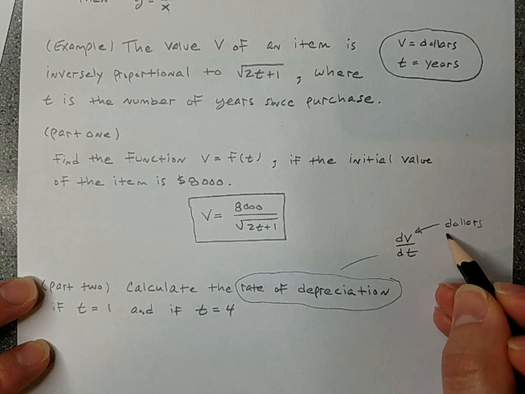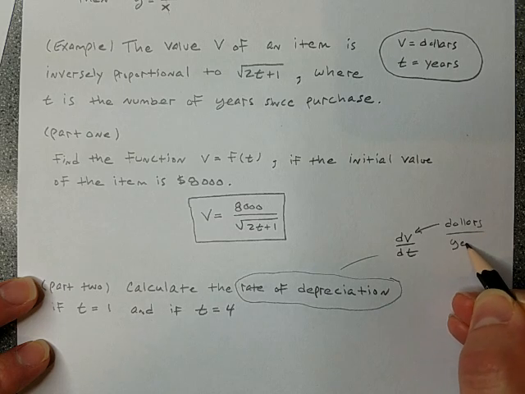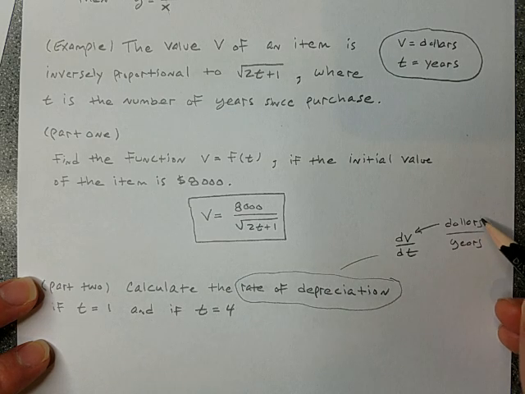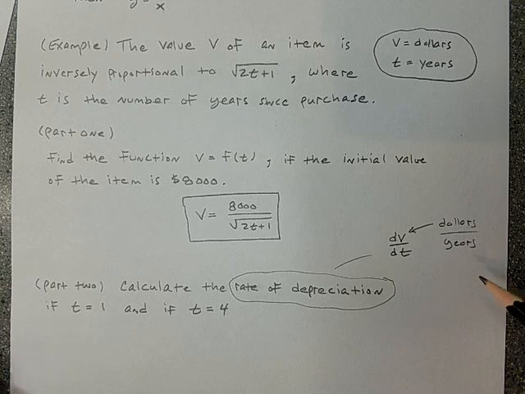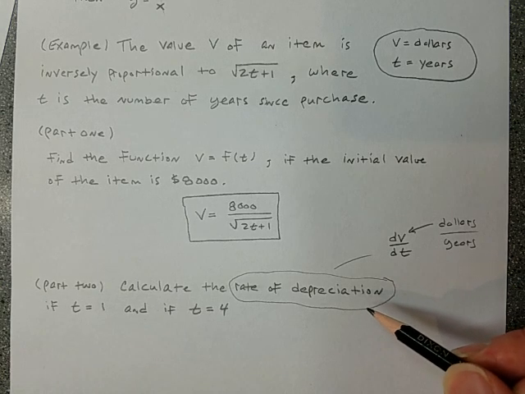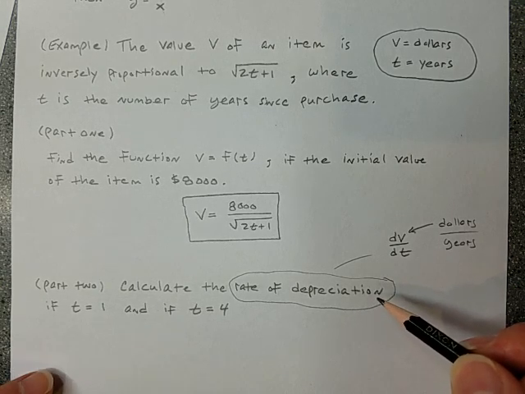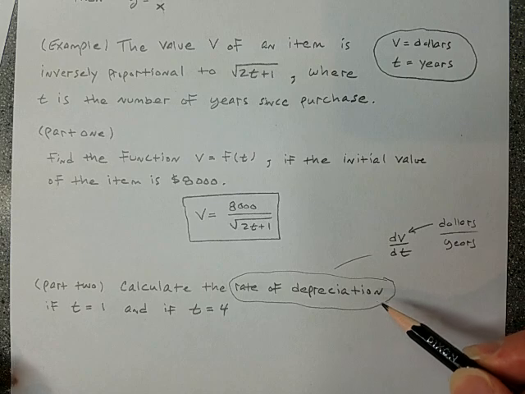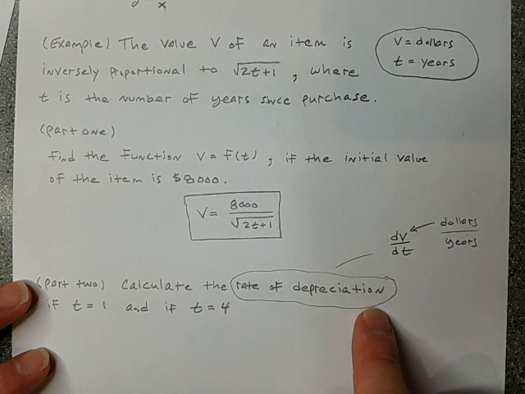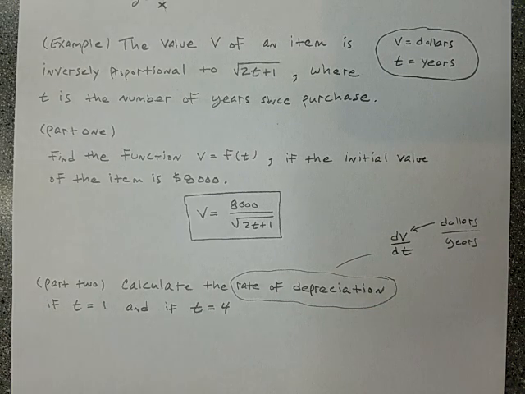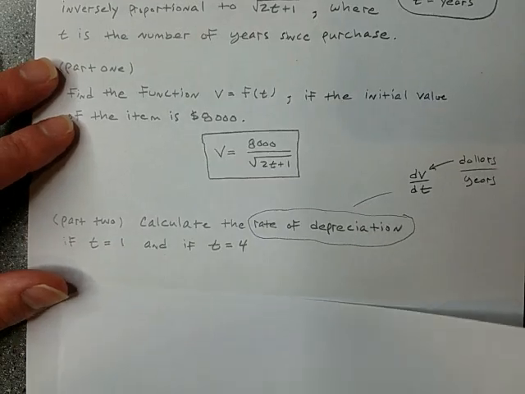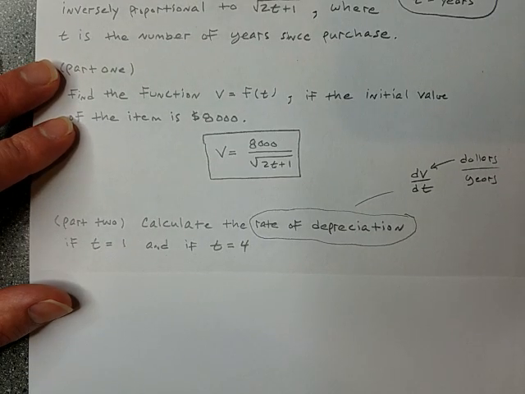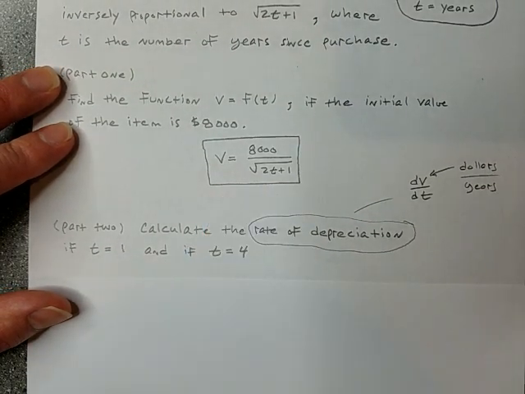And what are the units of t? Years. So this is how many dollars per year the value is depreciating or decreasing. So that's all the rate of depreciation is. I'll say a little bit more about it in a little while. I'll show you something else once I get my answers to the problem. So I'm looking for the derivative of this, it turns out.